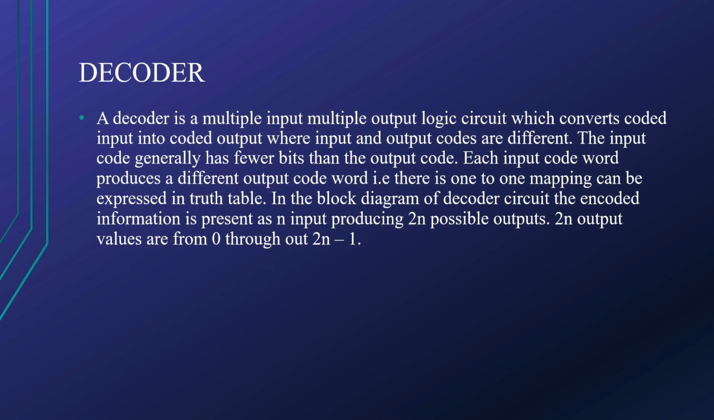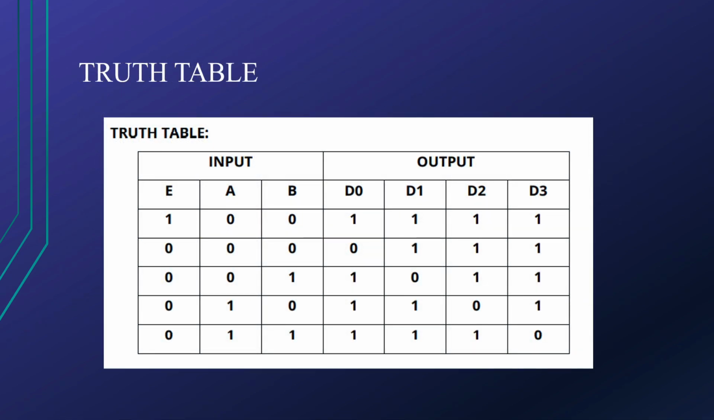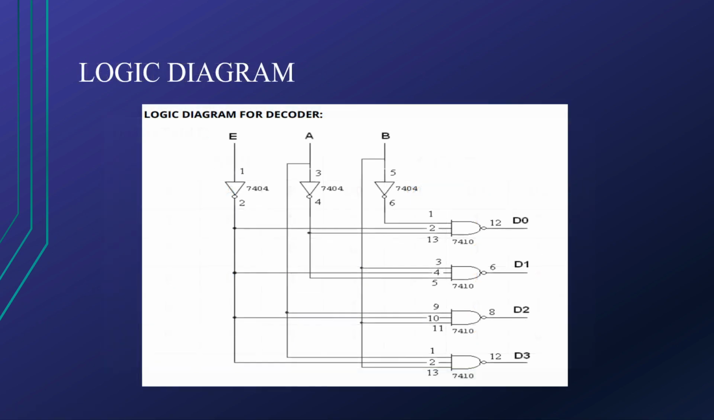Decoder. A decoder is a multiple input, multiple output logical circuit which converts coded input into coded output where input and output codes are different. So the input code generally has fewer bits than the output code. Truth table. This is the truth table for the decoder. This is a logic diagram for decoder.